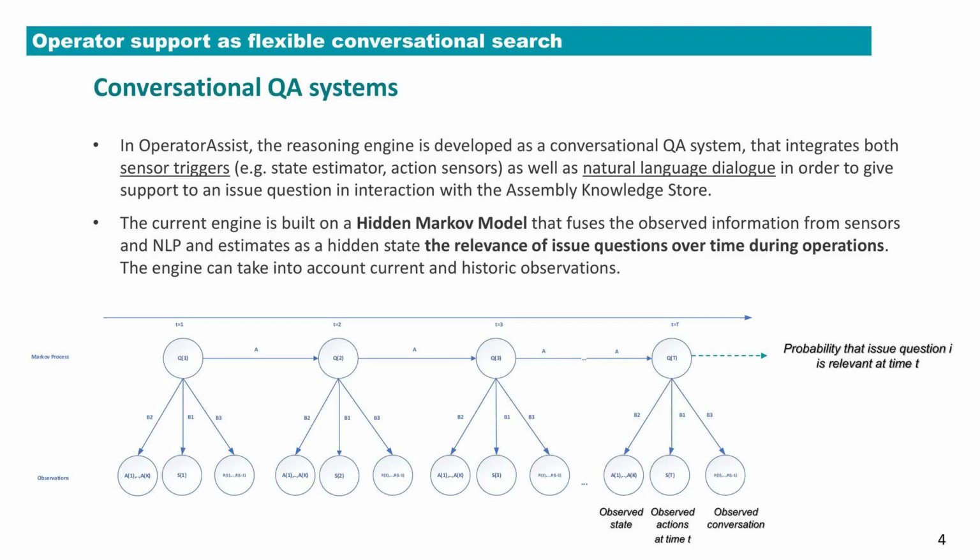The current engine is built on a hidden Markov model as the probabilistic framework, which fuses information coming from the assembly state estimator with the information from NLP as language dialogue. It aims to estimate what would be the most relevant issue questions at the given time during operation. It is a time-based system that takes into account the estimation of observed state, observed actions, and observed conversation to calculate with these estimations the probability for these issue questions at the given time.